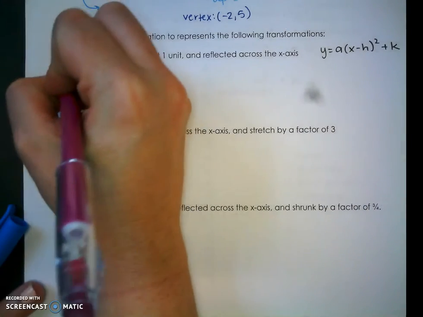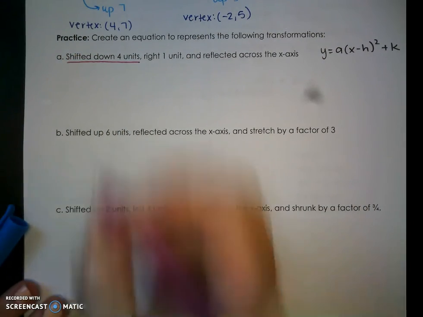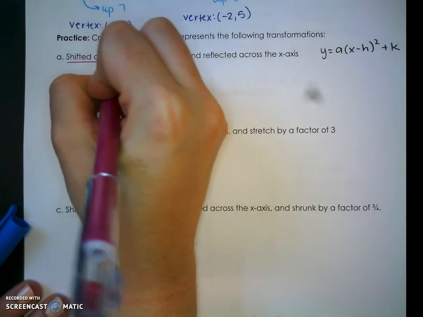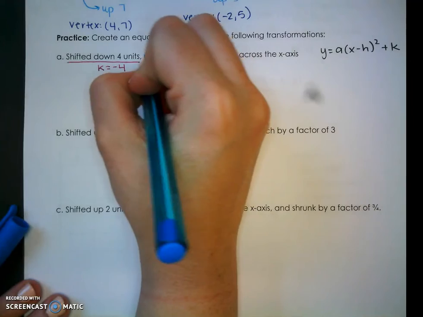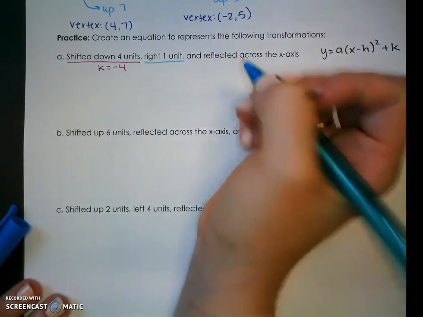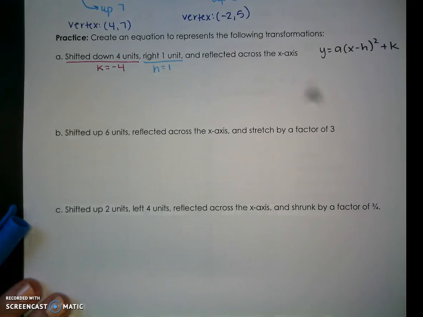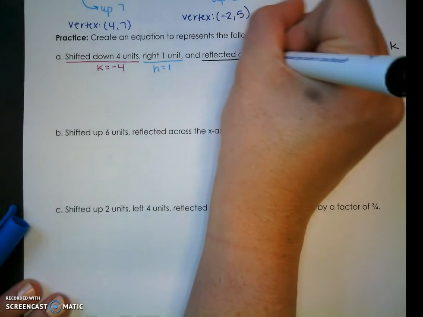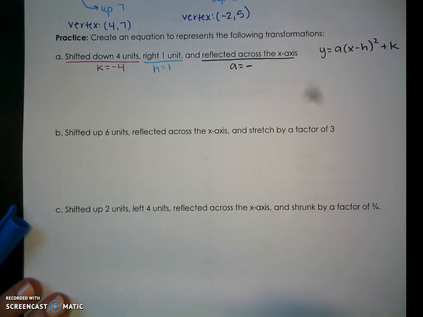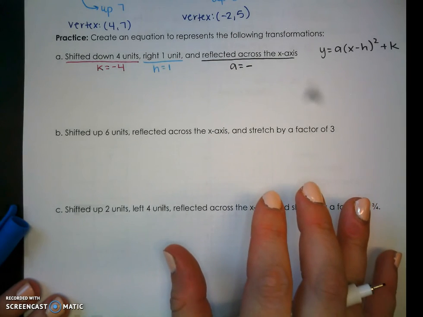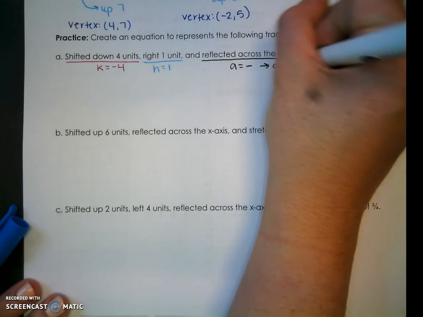So, first thing it tells us, we are going down 4 units. Up and down are your K values. So this tells you that K is -4. Then it tells me that we are going right 1 unit. Left and right are your H. H is positive since it's going to the right. And reflecting across the x-axis tells me that my A is going to be negative. Since it doesn't say anything about stretching or shrinking, I know that my A is just going to be -1.